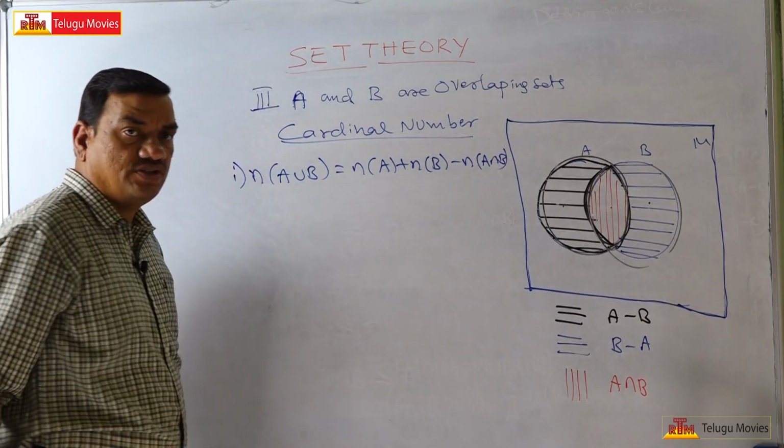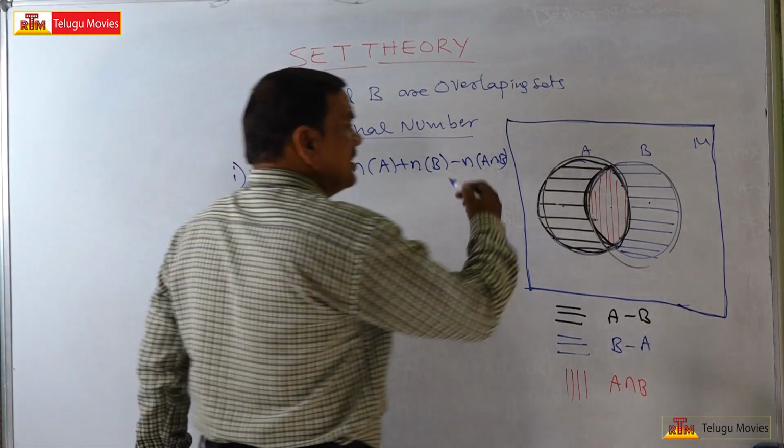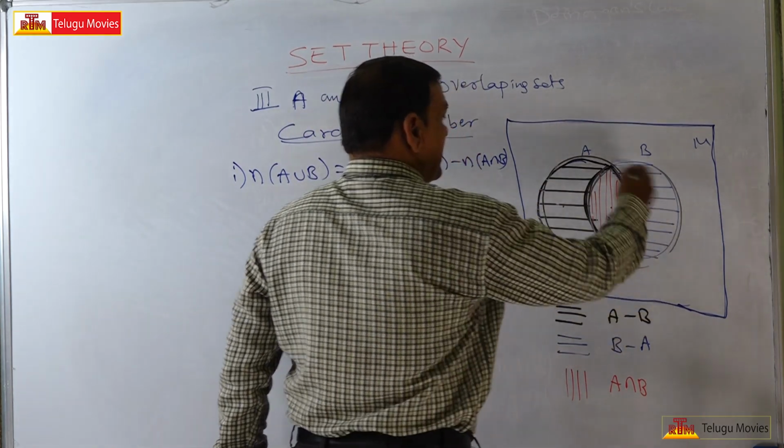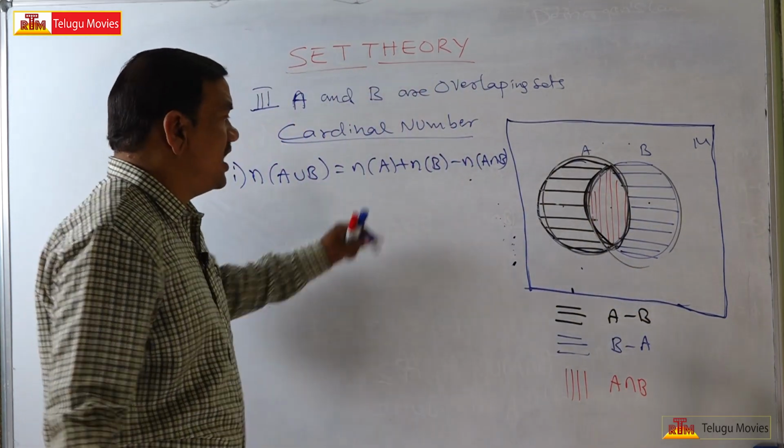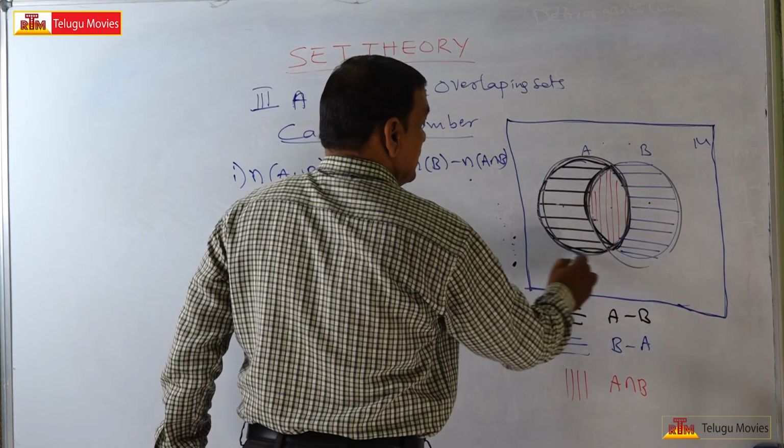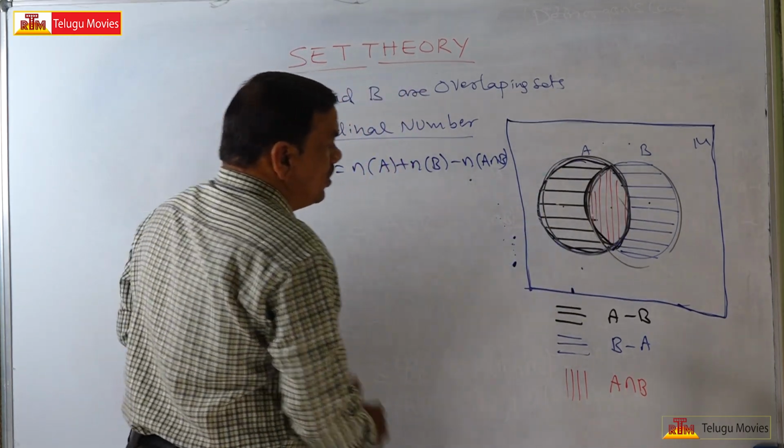For this also a proof is there. So n of A union B means the number of elements present in the total diagram. That means A union B means what? n of A. So this is n of A. See here, n of A means what?